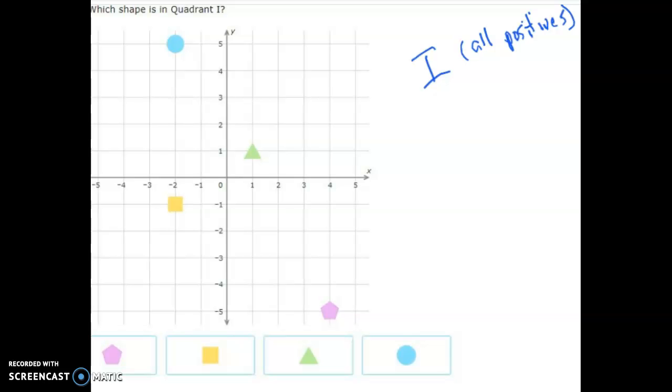So right is positive on the X, up is positive on the Y. Quadrant 1 is this top right where everything's positive. So like the triangle here would be, you don't have to know this to do quadrants, but the triangle would be positive 1, 1. So they're both positive. That means it's in quadrant 1.